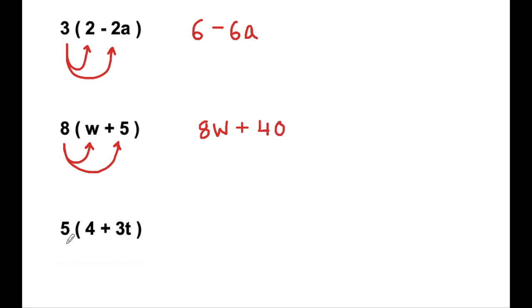Next we have 5 bracket 4 plus 3t. So you do 5 times 4, which is 20. Then you do 5 times 3t, which is 15t.